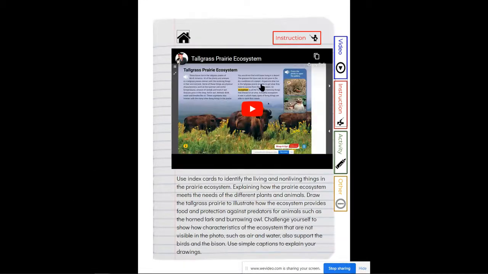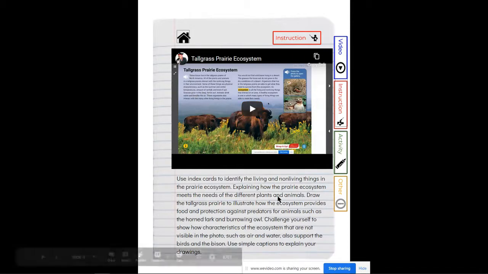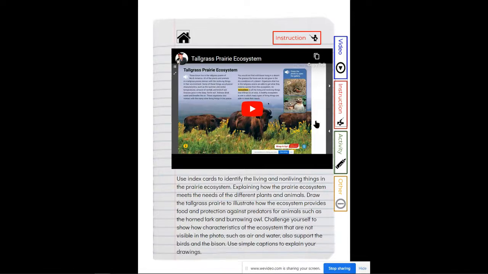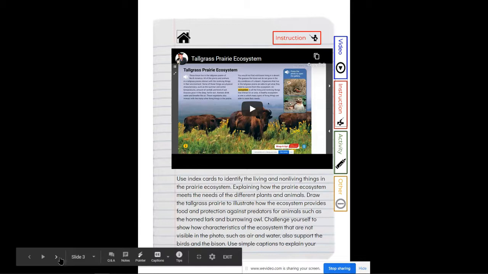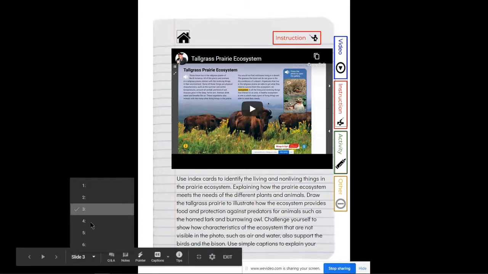Your lesson is right here. It'll talk to you about everything that you need to know about a tallgrass prairie ecosystem. And then these are additional activities or extensions that you could do to really prove your understanding and to take this instruction a little bit further and to the next level.